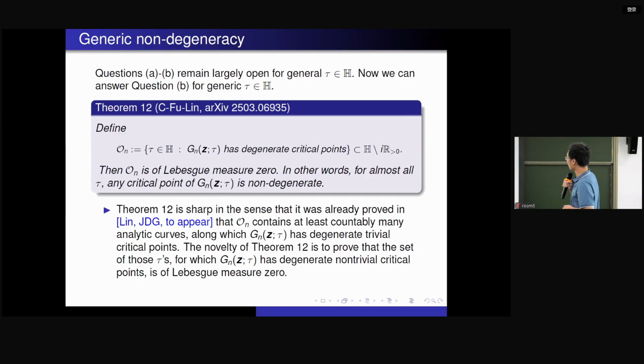This result is almost sharp because it was proved by Professor Lin that this set contains at least countably many analytic curves along which this G_n has degenerate trivial critical points. So the novelty of this new theory is to prove that the set of those tau for which G_n has degenerate non-trivial critical points is also of Lebesgue measure 0.